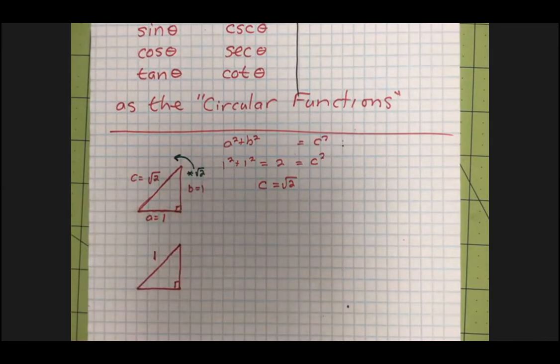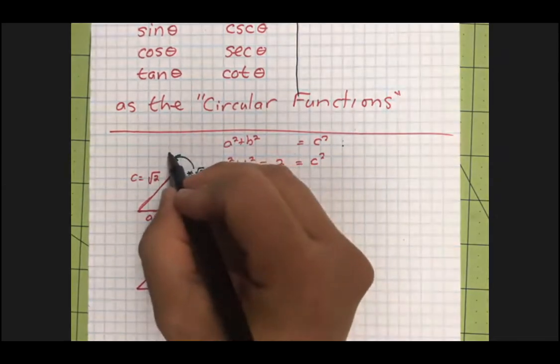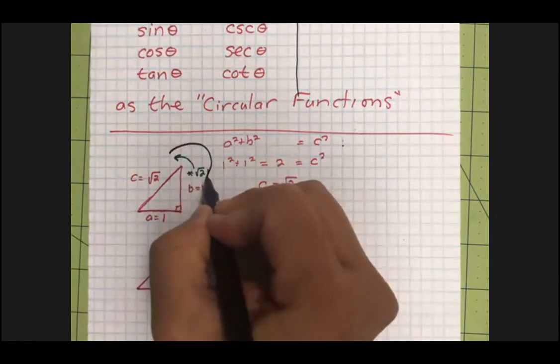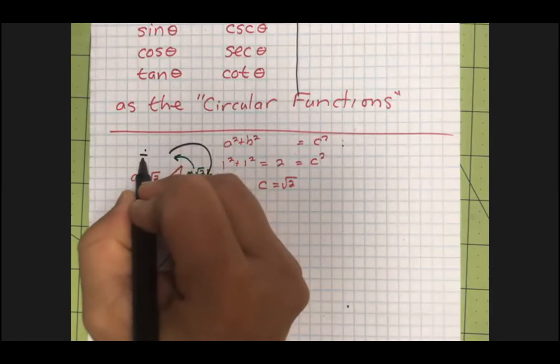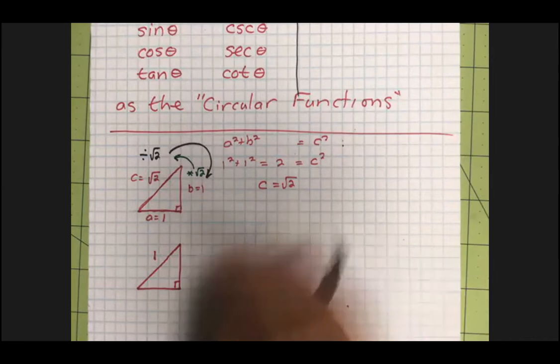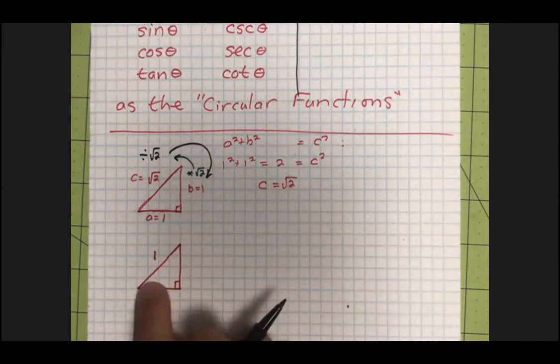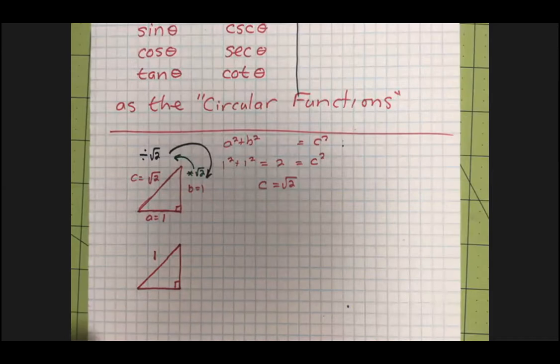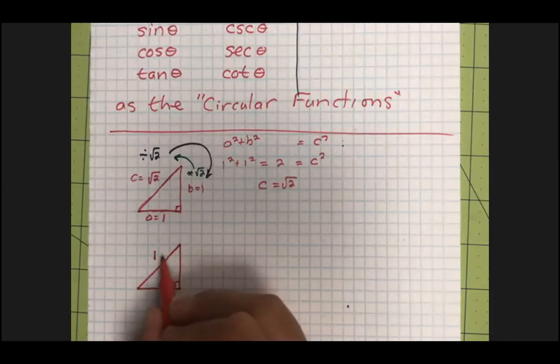But I can also read this triangle like this. To go from C to B, I divided by root 2. So if I said that the hypotenuse was 1, if that suited my purpose, I am not in the dark about these 2 legs. I will just divide 1 by root 2.